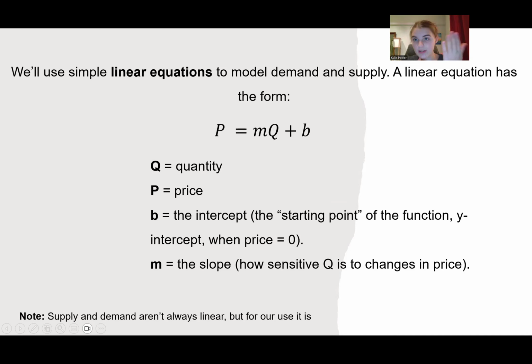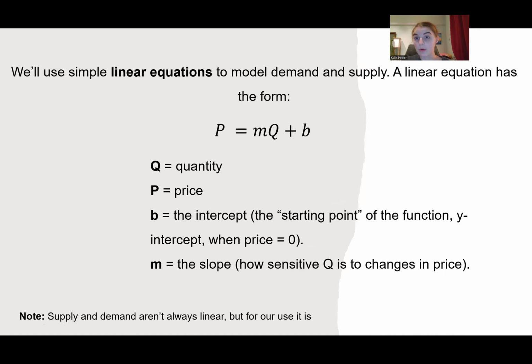We're going to have our price, but our price is usually something that's more predetermined, and our price is what affects our quantity. So our price is going to be equal to our slope, how sensitive Q is to change. We can say our slope is how responsive our consumers are to price fluctuations. And then we have our Q, which is our quantity demanded, and then our B, which is our intercept.